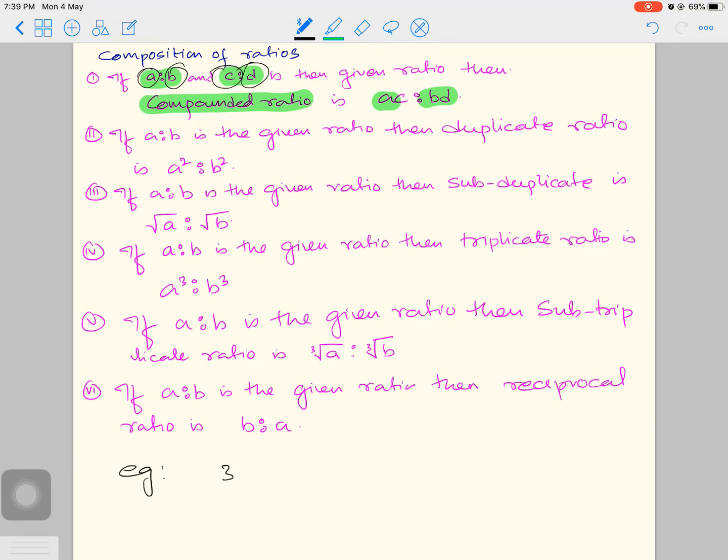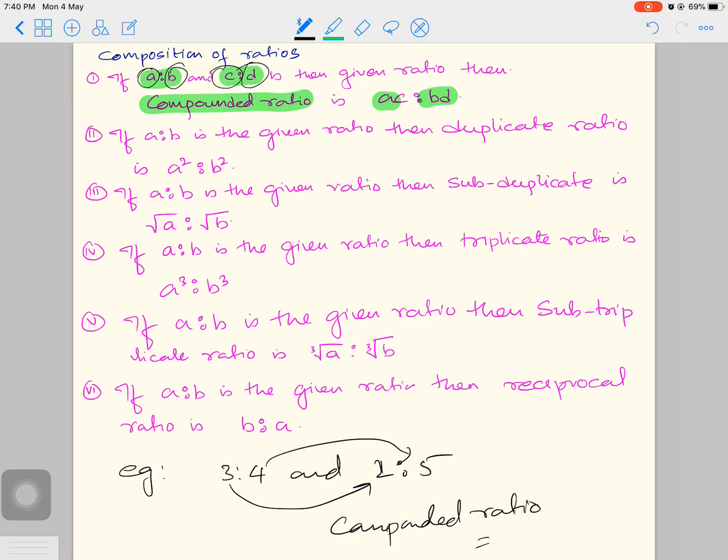Let me give an example here. See it down here. What if it's 3:4 and let's say 2 is to 5? If you have this, then this 2 multiplies, this 2 multiplies. So what will be the compounded ratio? The compounded ratio will be 3 times 2 is to 5 times 4, that is 6:20. But you can cancel this ratio. Remember, if ratios are cancelable, cancel it. So that will be 3 and 10. So what is the answer? 3:10. I hope you can see it here. So that's the compounded ratio, the first one.